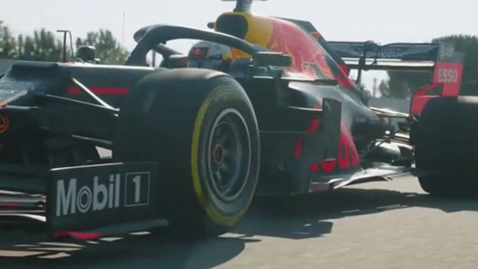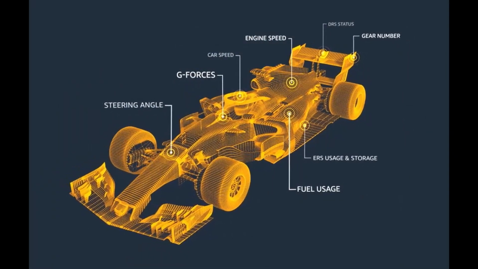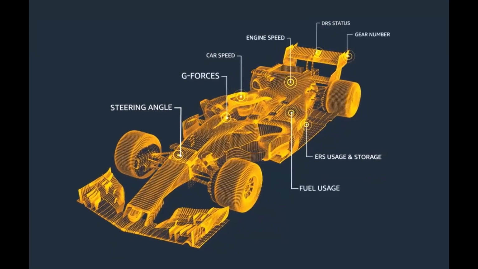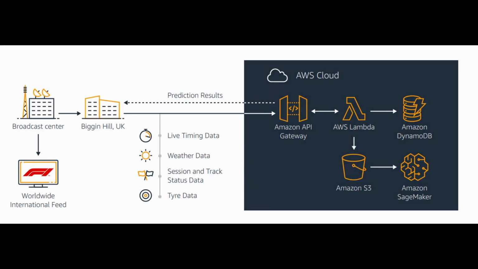Each car generates over 1 million data points per second, which are transmitted from the cars to the pits during a Grand Prix. This data covers everything from speed, acceleration, steering angle, energy recovery system, fuel mass, and DRS. So where does all this data go? Well, let's run through this graphic.